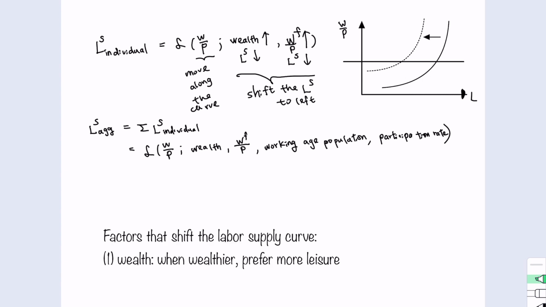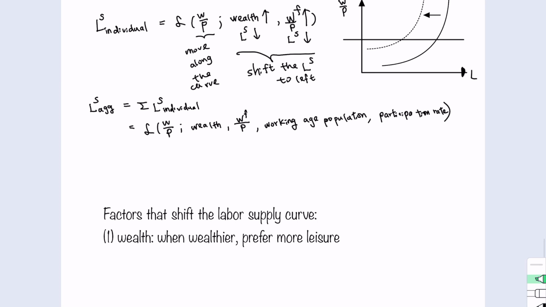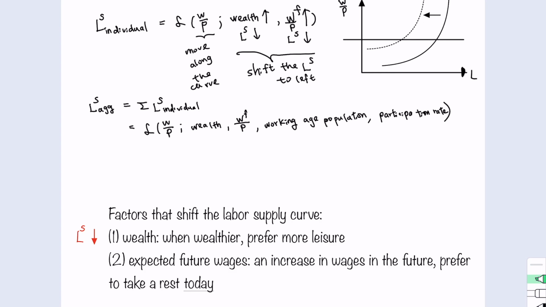Now let's look at the factors that will shift the labor supply curve. We said that when people get wealthier, they will prefer to have more leisure, therefore the aggregated labor supply should fall. Moreover, when the expected future wages increase, we also said that people prefer to take a rest today. Therefore, the labor supply should also decrease. It implies that given the same level of wages, the quantity of labor supply should decrease.